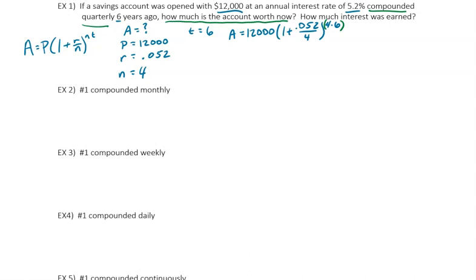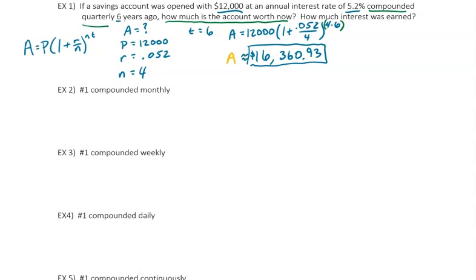Okay, so with that said, if you put this into your calculator, you should get that A equals $16,360.93 if we round it to the nearest cent. That's the answer to our first question. How much is the account worth now? It's that $16,360.93.